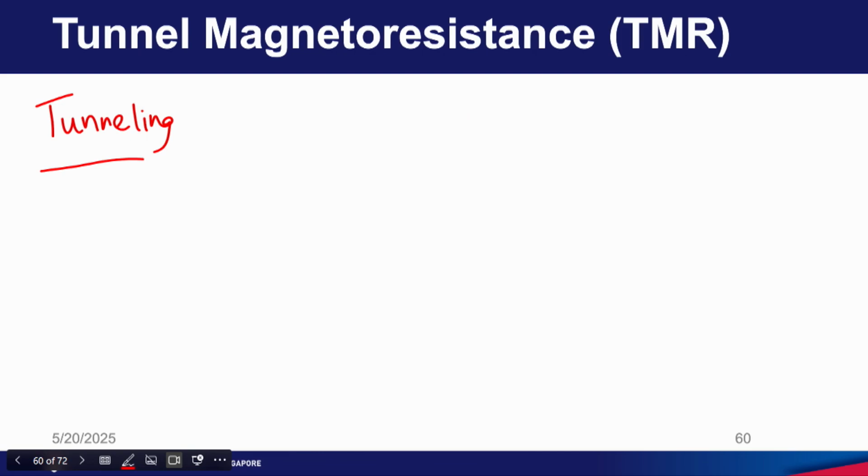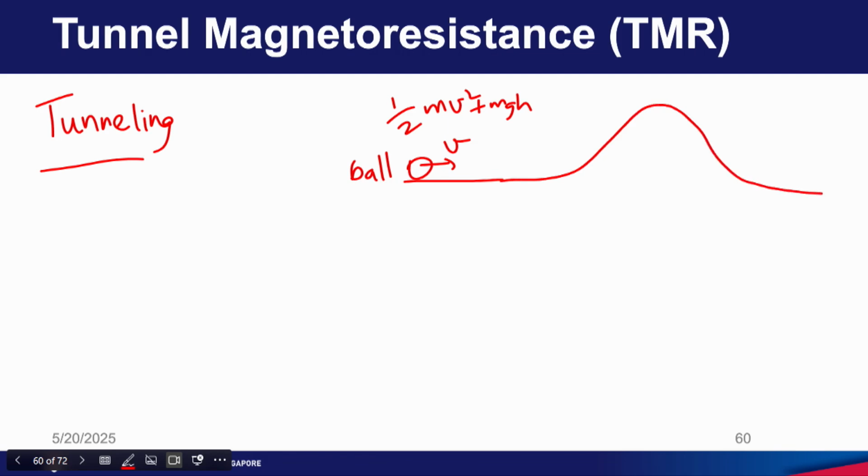Let us say we take a classical ball. Okay, so, this ball is at a certain height. So, this ball is moving with a certain velocity. So, we can say that the energy of this ball is half mv square plus mgh. Okay, so, that is the total energy of this ball, and when it rolls, it finds a certain height.